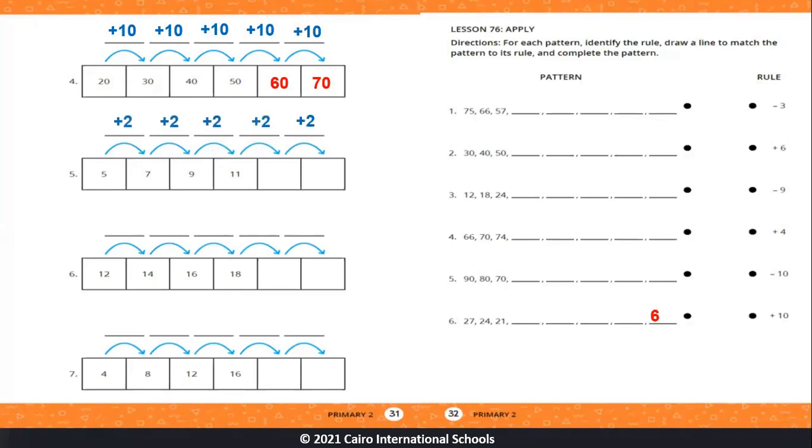5 plus 2 equals 7. 7 plus 2 equals 9. 9 plus 2 equals 11. 11 plus 2 equals what? 11 in your mind and 2 on your fingers. After 11, 12, 13. 13 plus 2, 13 in your mind and 2 on your fingers. After 13, 14, 15. Great.